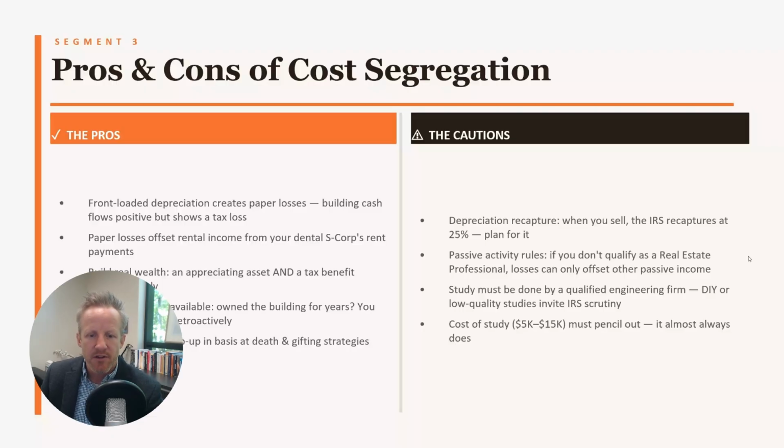All right, another thing to be cautious about is the study must be done by a qualified firm. You don't want to DIY this or use low quality studies. And the disadvantage here is you're going to pay money for that study. It's usually going to be somewhere around $5,000 to $15,000, maybe even a little bit more, depending on how big the building is and the study needs to be. If you buy a building that has 5 tenants, not just you, that's going to be a bigger study and may cost a little bit more.